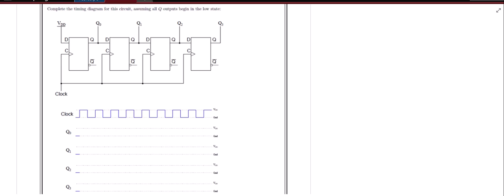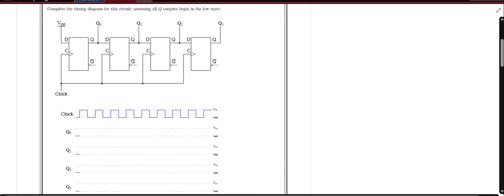So these first few questions have to do with how a register works and how the signal gets transmitted from flip-flop to flip-flop, because it doesn't happen instantaneously. So we're assuming that all the Q outputs begin in the low state. So when we start, Q for each of these flip-flops is 0. So all of those are 0.